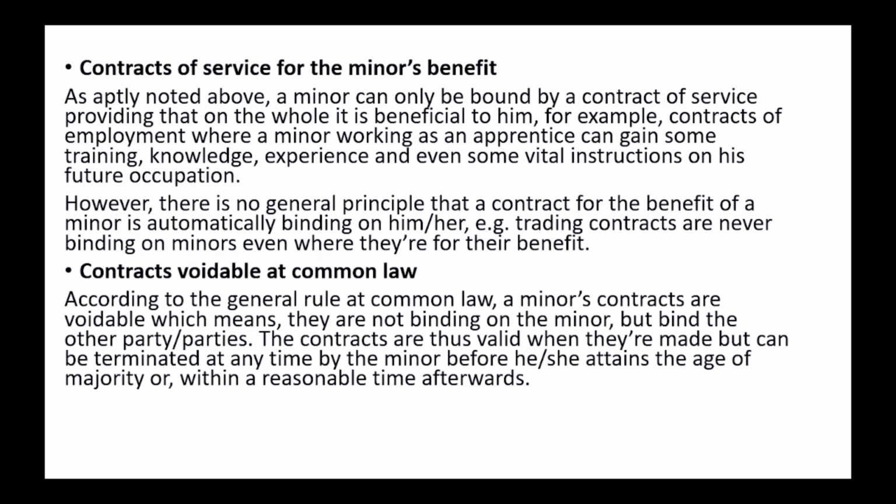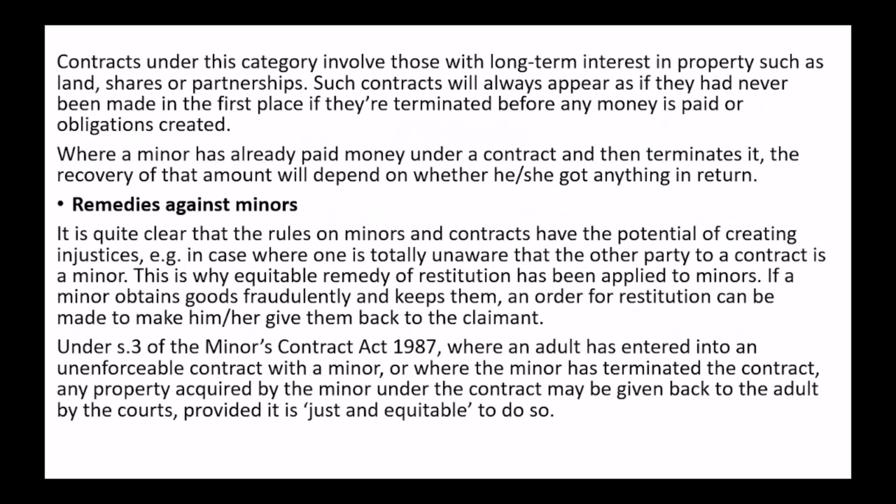Contracts voidable at common law. According to the general rule at common law, a minor's contracts are voidable, which means they are not binding on the minor, but bind the other party or parties. The contracts are thus valid when they are made, but can be terminated at any time by the minor before he or she attains the age of majority or within a reasonable time afterwards.